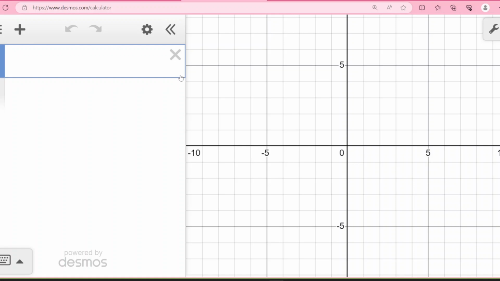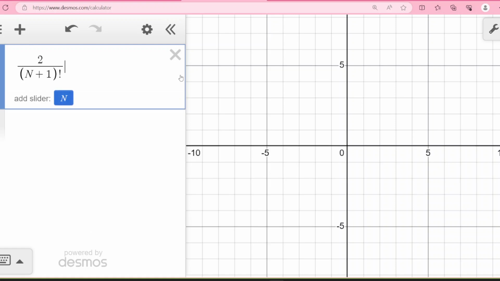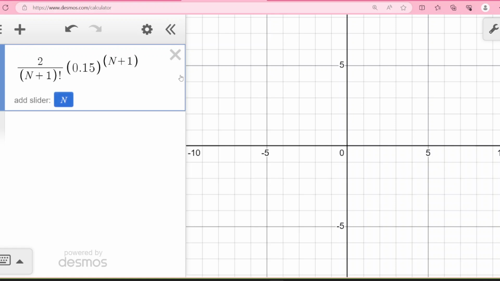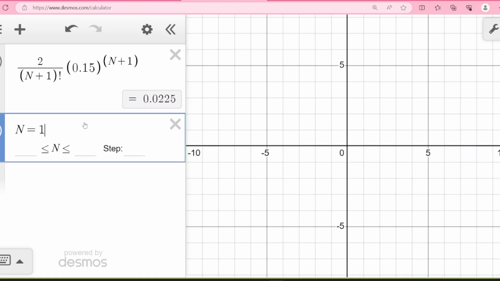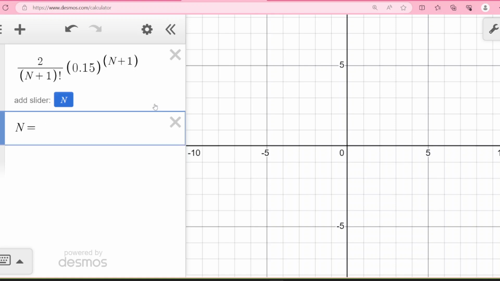And I'm going to enter that expression for our error bound: 2 over capital N plus 1 factorial, and then multiplied by 0.15 to the capital N plus 1 power. And then add a slider for n, and I'm just going to see when n equals 1, the error would be, you'd be off by less than this. You'd be off by less than 0.2, but that's not less than a thousandth. 0.02 is not less than 0.001. So I just keep increasing the value of n here. Still, when n equals 2, this is not less than 0.001. So I'm thinking 3, you'll do it.